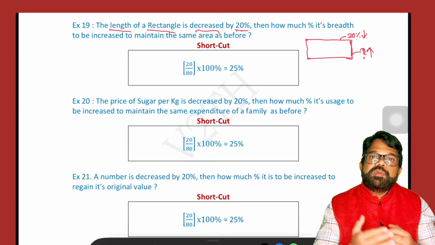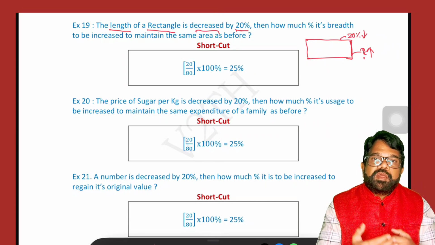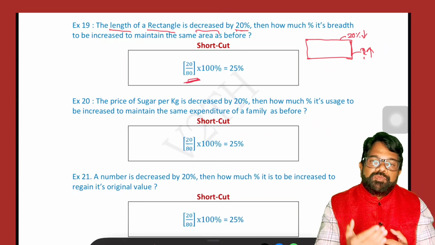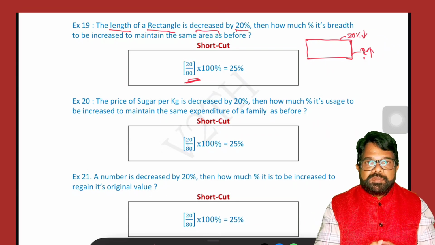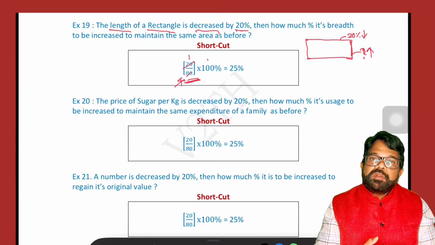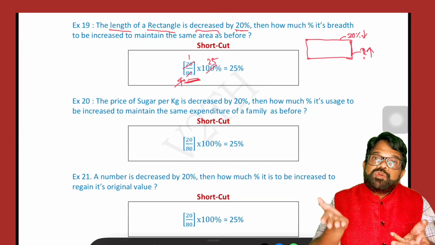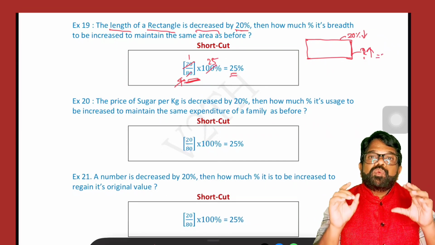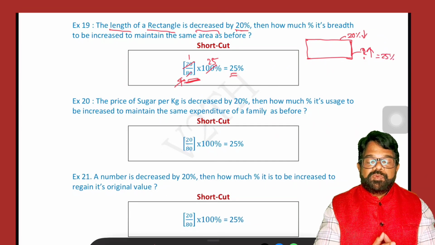You have to apply the same keynote. R by 100 minus R, where R is 20 here. 20 by 80 into 100%. 20 gets cancelled, 4 into 25 gets cancelled. So the length of a rectangle is decreased by 20%, and its breadth has to be increased by 25% to get the same area as before.